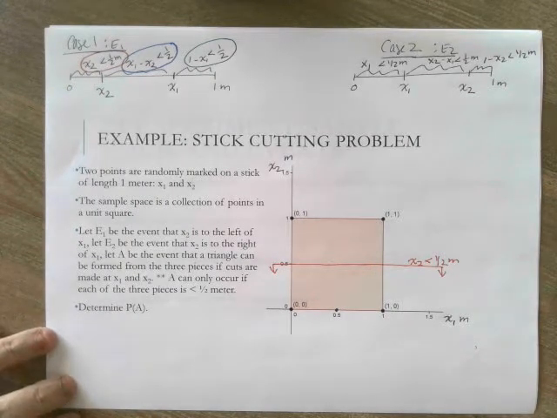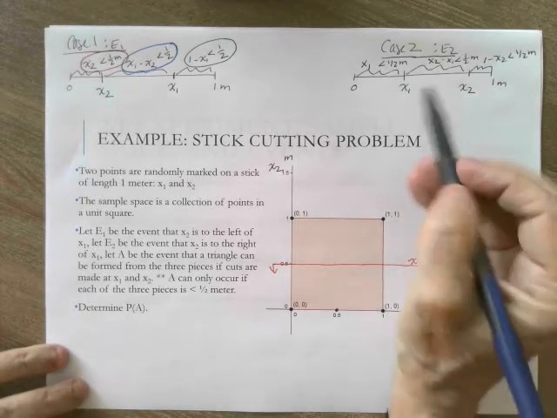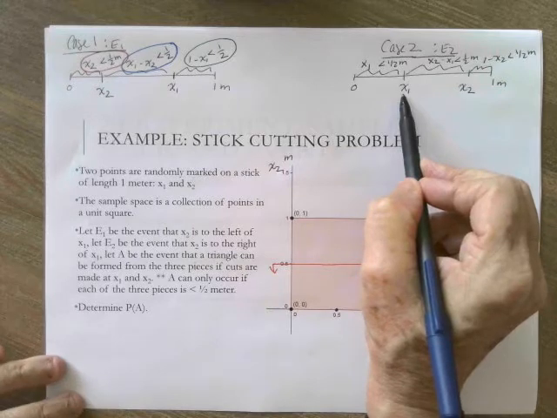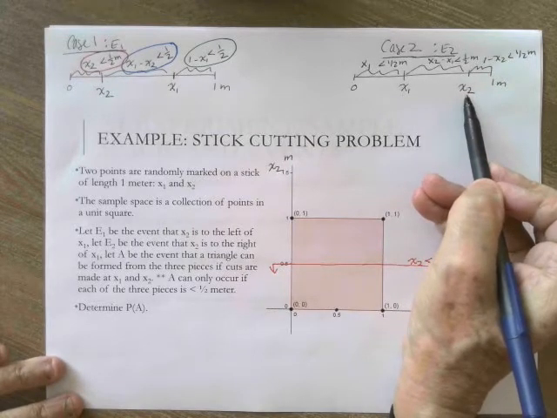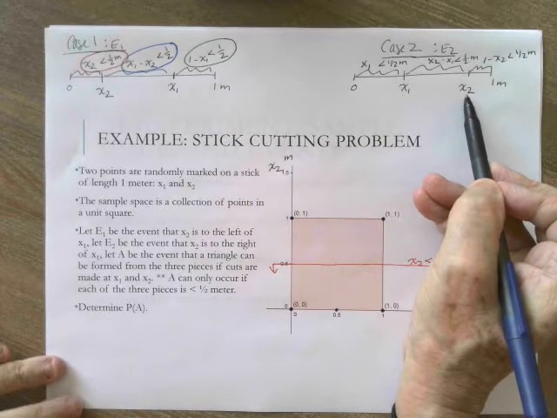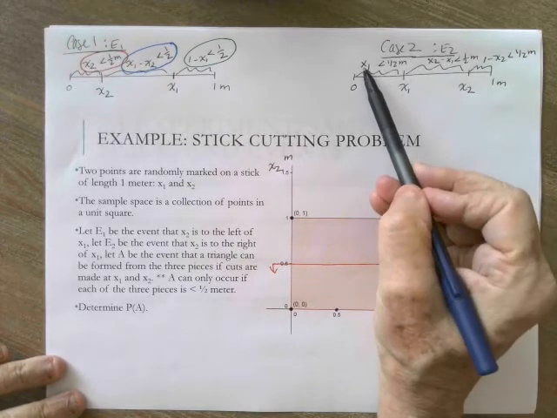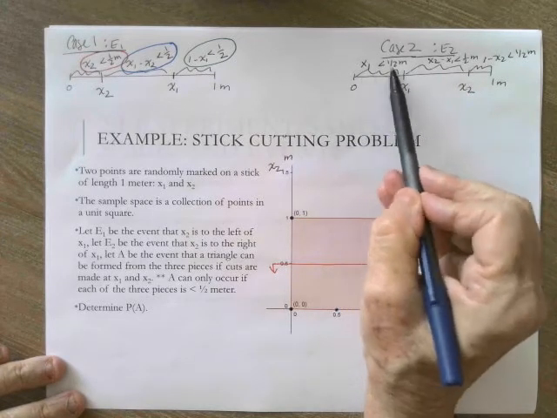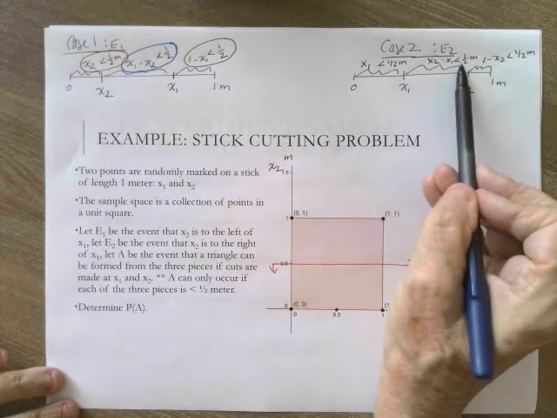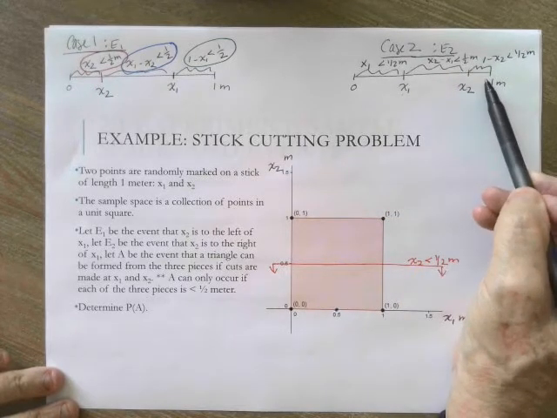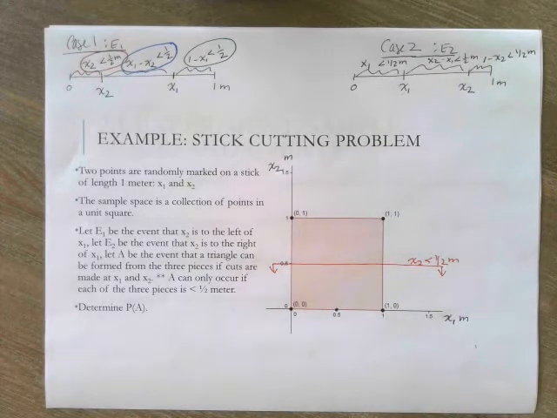I can do the same thing for another situation, which is event 2. I make my first cut, x1, but in this case my second cut is to the right of my first cut. So my three pieces are: x1 is this piece, which has to be less than half a meter; x2 minus x1 has to be less than half a meter; and finally that last piece, 1 minus x2, has to be less than half a meter.